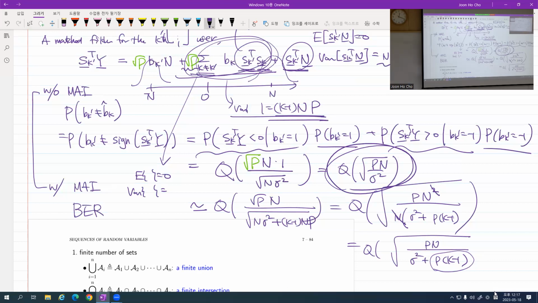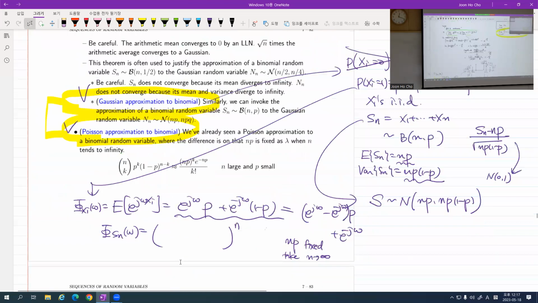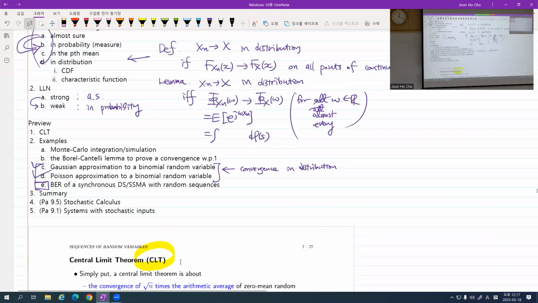Okay, it seems that I couldn't fully cover what I originally planned in the beginning of today's meeting. So next time I will cover these two topics and summarize and move to the stochastic calculus. Okay, that's all for the day.